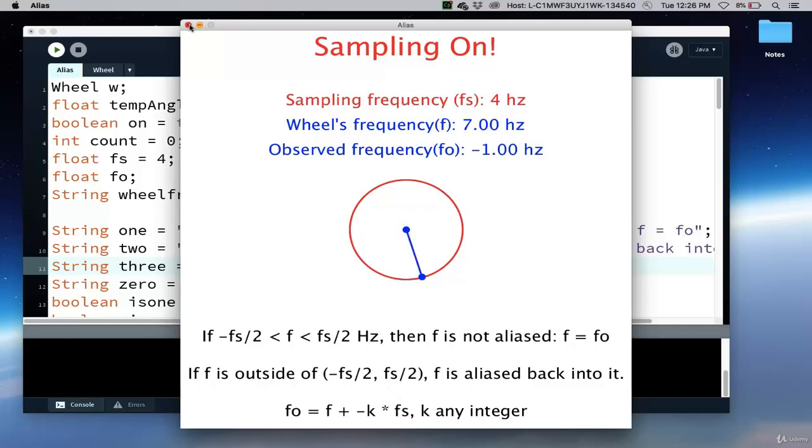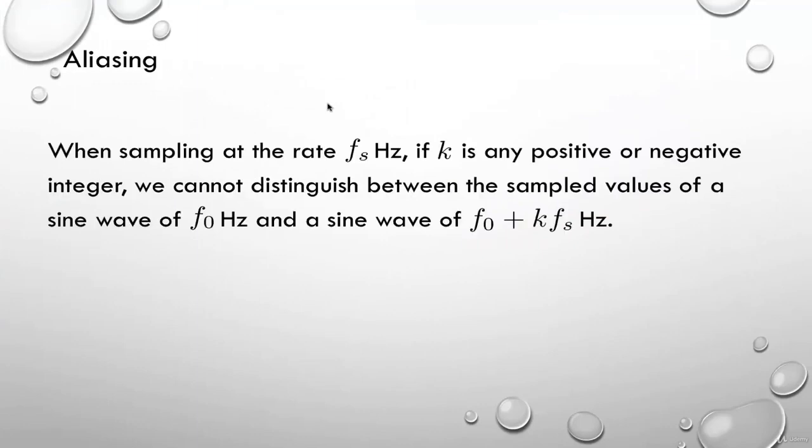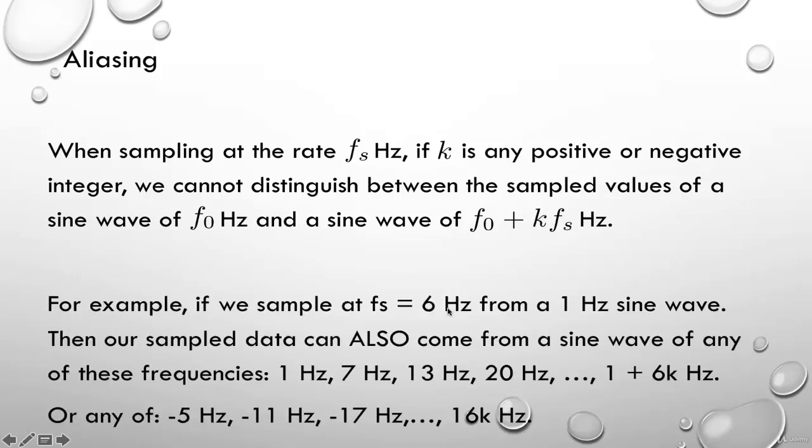So there it is. There's aliasing. Let's go back. What this says is that if I'm sampling at this frequency, the sampling rate, we cannot distinguish between a function of f0 hertz or a function of f0 plus a multiple of the sampling frequency. That's what we saw earlier, that high frequency will alias back into the low frequency. For example, if I'm sampling at a rate of 6 hertz and my original wave is 1 hertz, my sample data could also have come from 7 hertz.